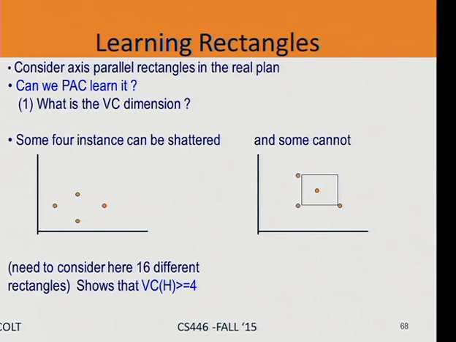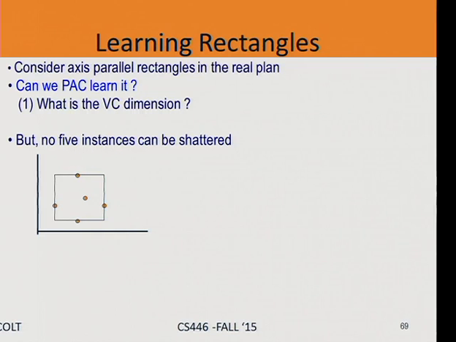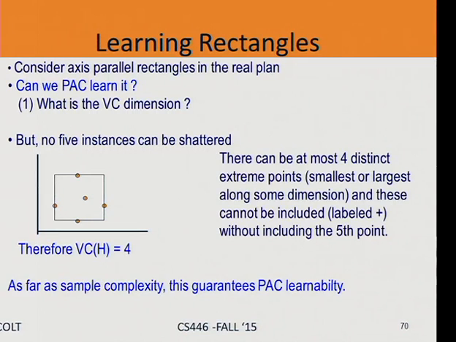What about 5? I want to argue that no 5 instances can be shattered. An argument? Yeah? If you label all the extreme. Right. So you have first to make a case that this is the general case to look at, but basically this is the idea, right? So there can be at most 4 extreme points, smallest, largest, along each one of the 2 dimensions. Now, it could be that there is some equality, right? Let's assume for a second that there is no equality.